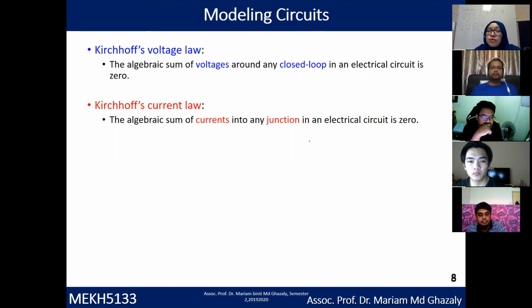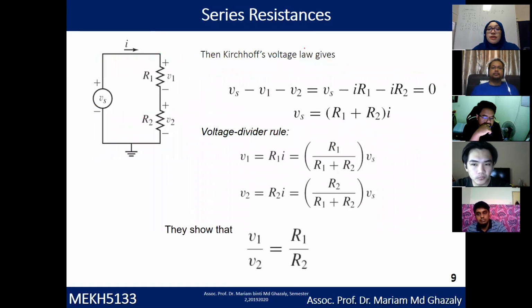Okay, so just a bit of recap on modeling circuits. You know that there are two laws. Kirchhoff's voltage law is the algebraic sum of voltage around any closed loop in an electrical system. And Kirchhoff's current law is that the algebraic sum of current into any junction is equal to 0. So we go directly to an example of series resistance here. You have the voltage source, you have R1, R2, and then you have the current.